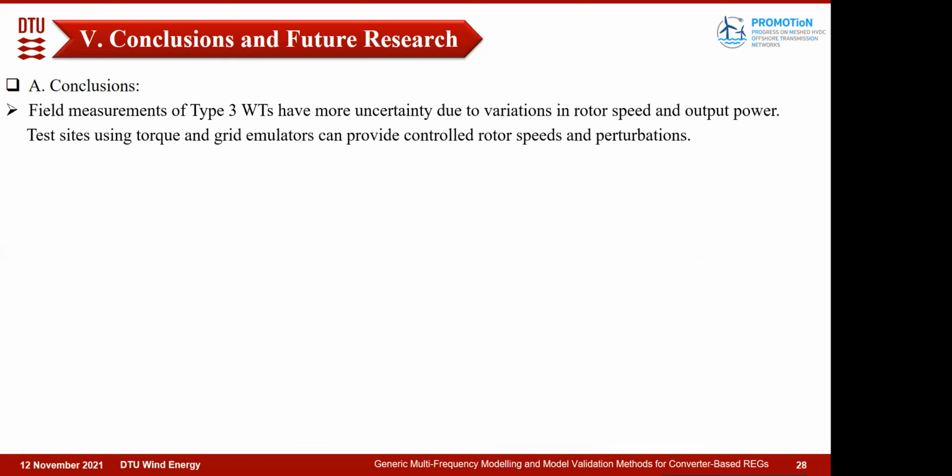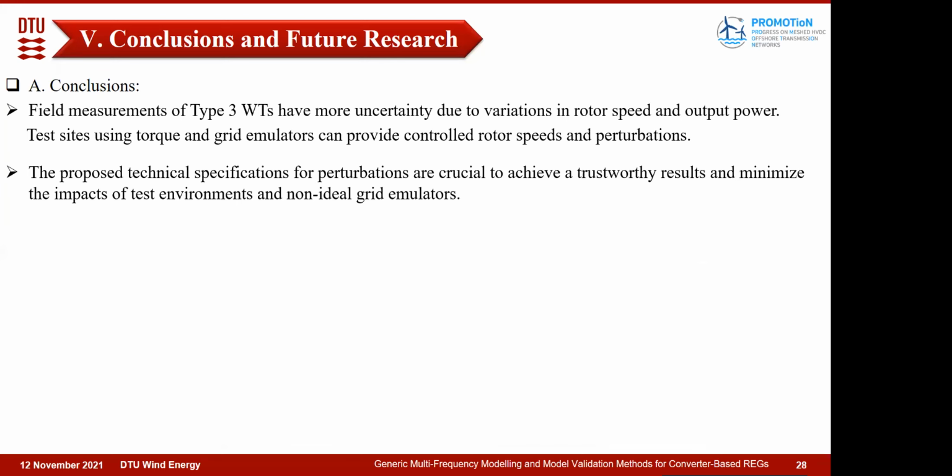And also we saw from the field measurements that for type 3 wind turbines, it is better to use test sites where we have controlled rotor speed or torque, and also a grid regulator. And at the same time, we can also use the grid regulator for perturbations. And the proposed technical specifications for perturbations are crucial to achieve transparent results and minimize the impacts of the test environment and of a non-ideal grid regulator.